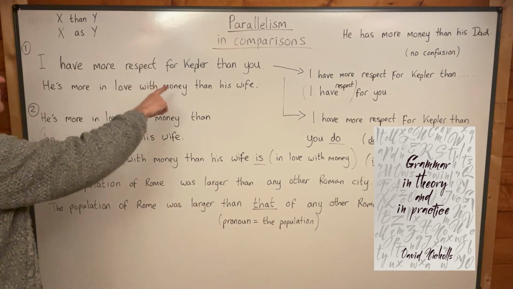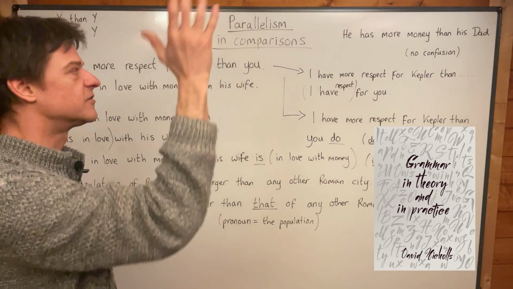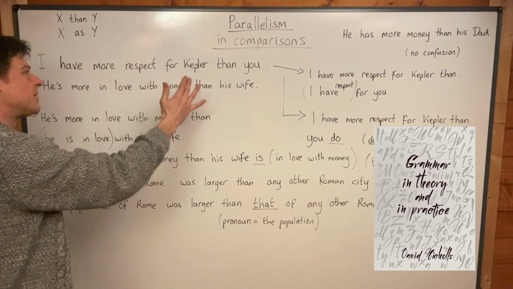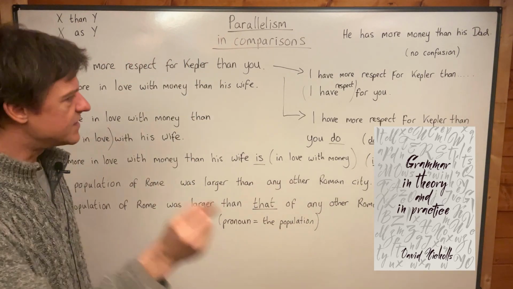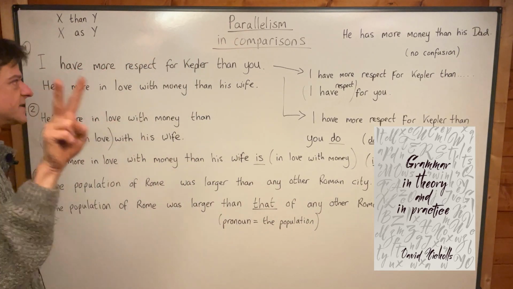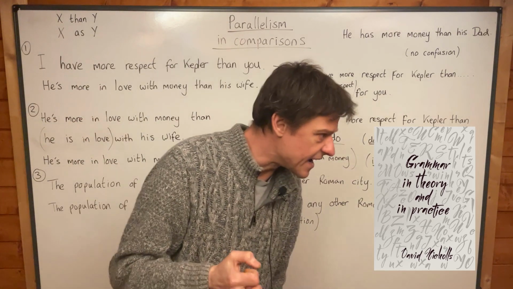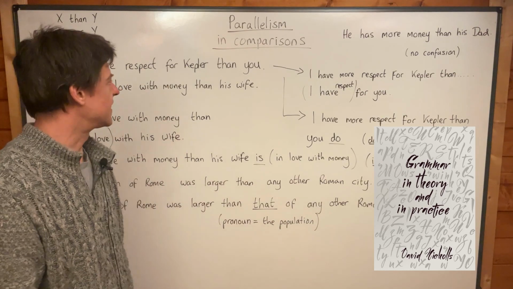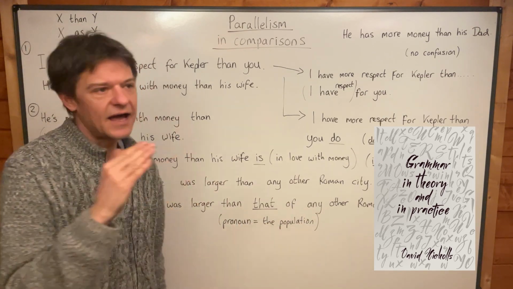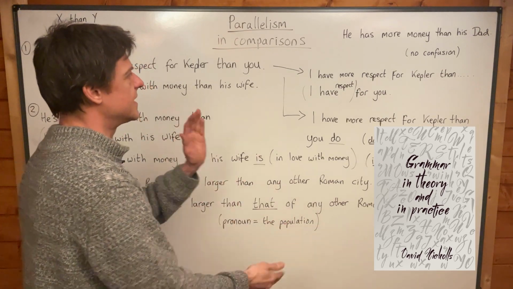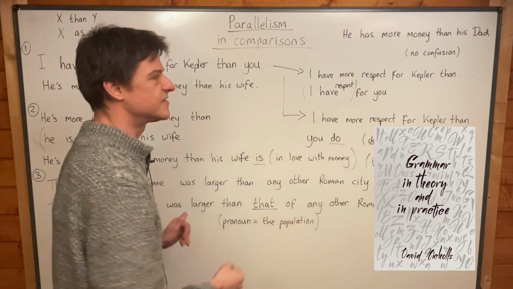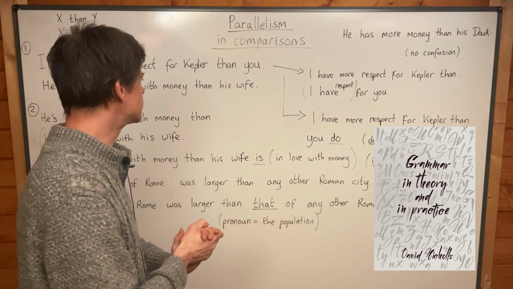Look at this. I have more respect for Kepler, the German astronomer. I have more respect for Kepler than you. Now this can mean two different things, and that's why that is poorly written. The idea is that if you're writing an academic essay, the person who's reading it has to understand you. He can't be thinking, maybe he means this, maybe he means this, and that's why this is important.